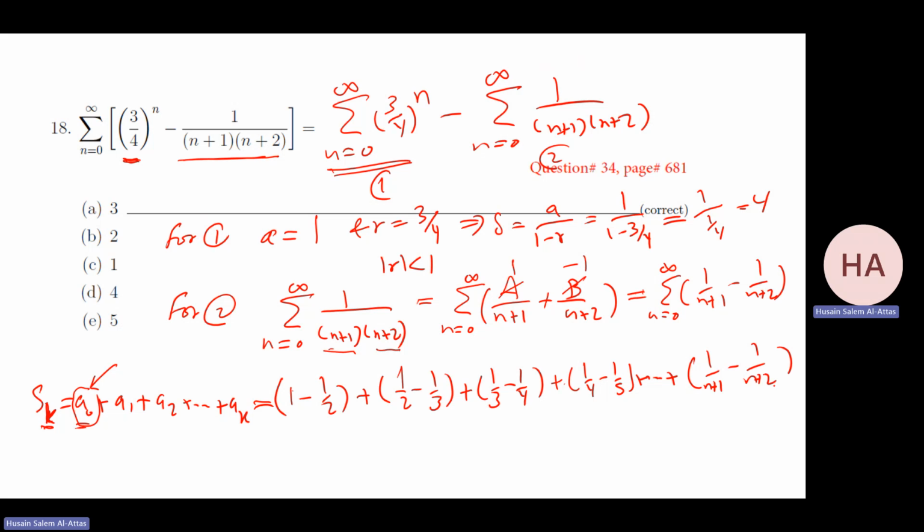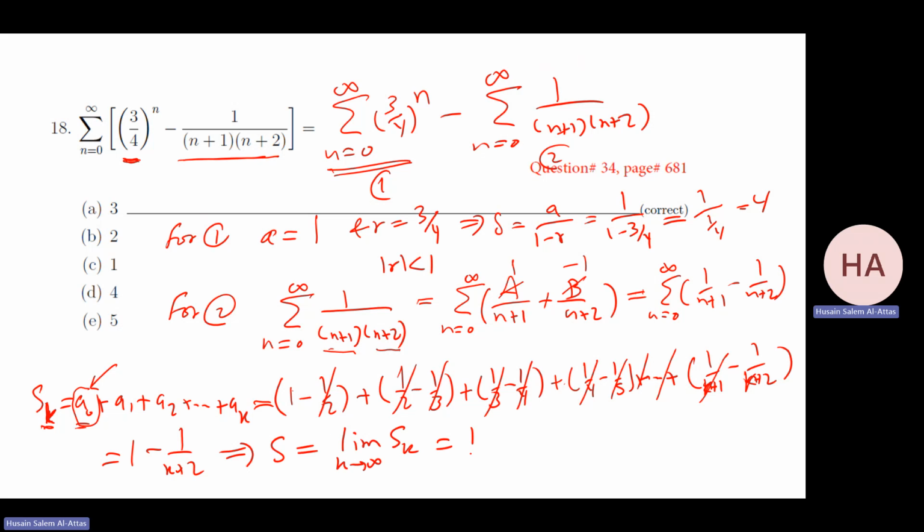Well, it's very clear. This will be cancelled. This one will be cancelled. This cancelled. This cancelled. So I'm having 1 minus 1 over k plus 2. S will be the limit of Sk as k goes to infinity, which is 1. So that will be 4 minus 1, which is 3. That will be my answer.